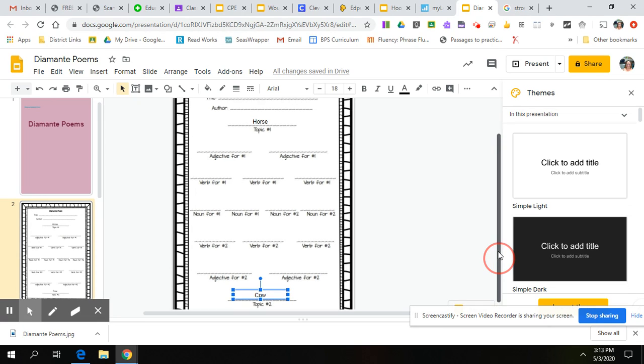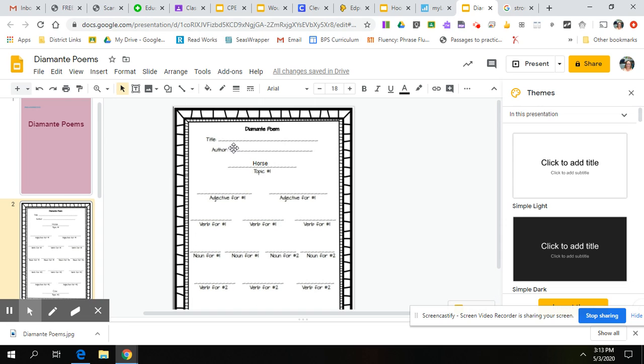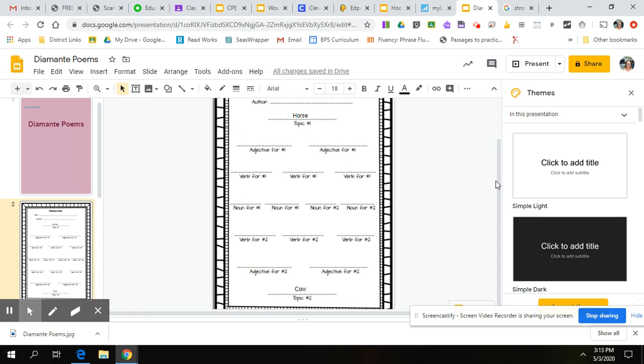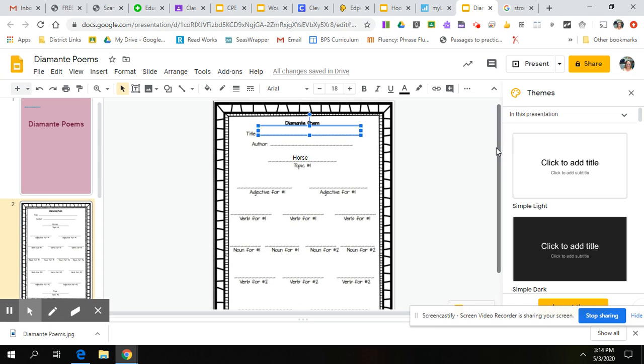So let's get started. If I want to add a title, it would be up here. I'm not sure with a horse and a cow what I want my title to be. I could change it at any time if I want. But maybe I want to say my title is, let's say, In the Field.